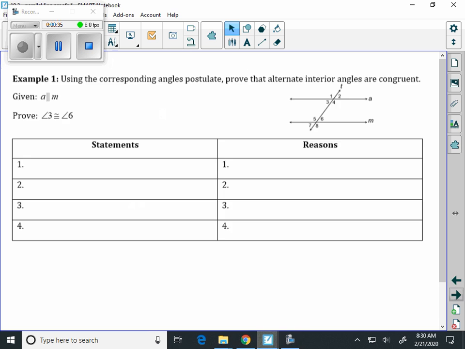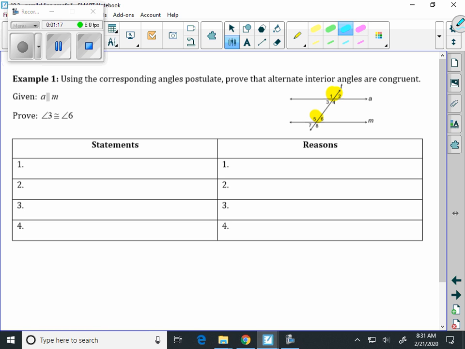If you look at the picture on example 1, we can look at where corresponding angles are. Corresponding angles, first of all, are in the same place with respect to the parallel lines and the transversal. So if we take a look at this problem, angle 1 is on top and to the left of the transversal, and angle 5 is on top and to the left of the transversal. Those are corresponding. They're in the same place with respect to the parallel line and the transversal.